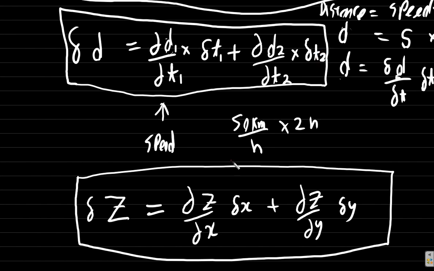Right? So the general formula is delta z, a small change in z, is equal to the partial derivative of z with respect to x times a small change in x plus the partial derivative of z with respect to y times a small change in y. So that's an important formula which we'll be using in future videos. So I'll see you then.